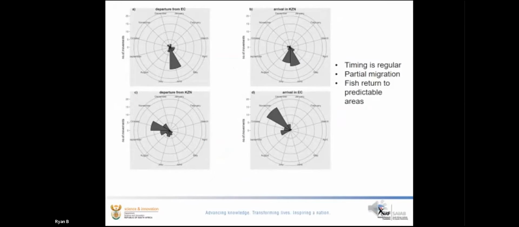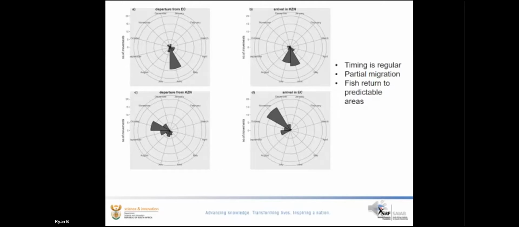Another important finding was that the timing of migration is regular, occurring from June to November each year. From the graphs, you can see fish departed Eastern Cape in June, arriving in KZN between June and July, and a return migration from KZN in October to Eastern Cape in November. We were also able to show partial migration, whereby some individuals migrated and some remained resident to their tagging locations.